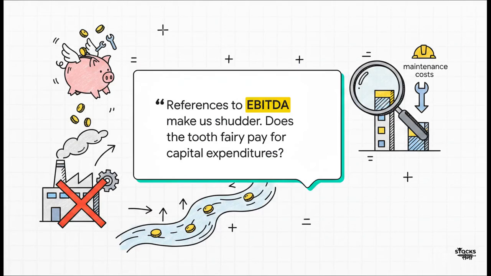But as your older brother in finance, I have to give you a bit of a reality check here. You can never, ever look at EV to EBITDA without also looking at actual capital expenditure. Warren Buffett and the late Charlie Munger famously had a great quote about this. They said, "References to EBITDA make us shudder. Does management think the tooth fairy pays for capital expenditures?" It's so true. EBITDA is a great tool, but it is not cash flow. If a company has massive, ongoing maintenance costs to keep its factories running, EBITDA will completely hide that. So always check the cash flow statement too.